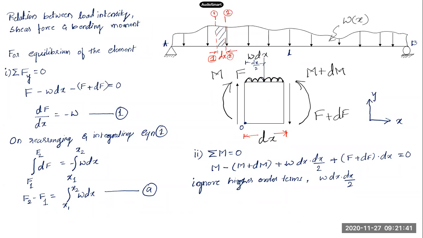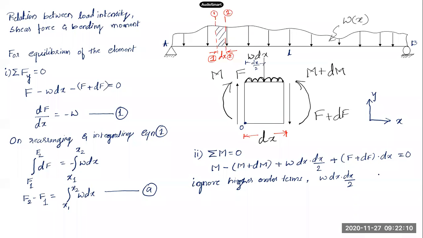Okay, so plus w into dx by 2, right? And because of the shear force which is there on the right side of the section, that is this f plus df, because of this force, what is the moment about point O? First, it will have a clockwise moment about point O. The magnitude of that moment will be f plus df into the distance dx. It is acting on the right side of the section, so into dx. So f plus df into dx here.